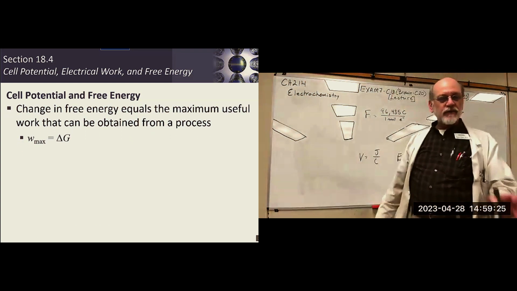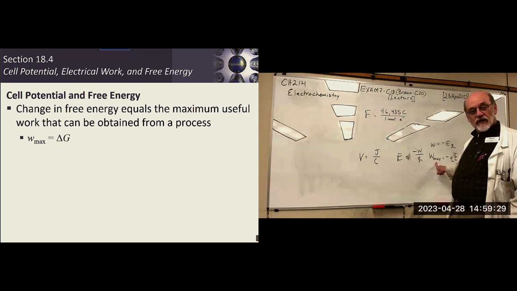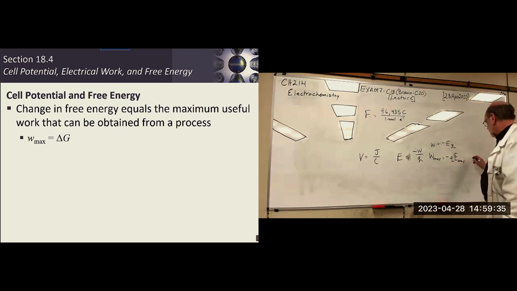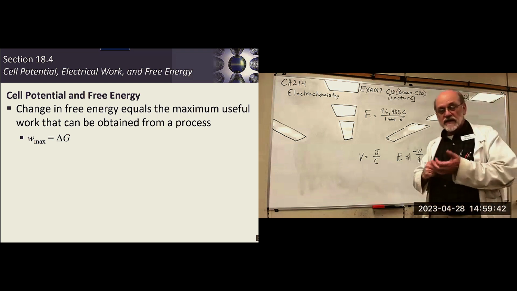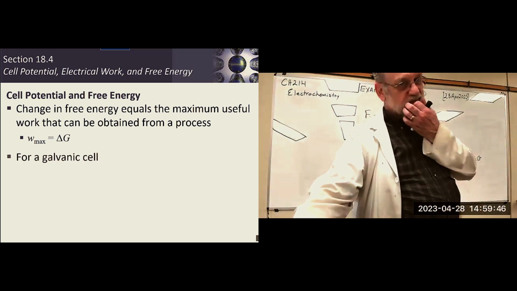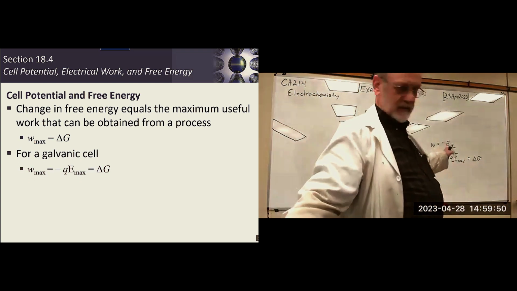So now we're going to talk about free energy. Remember, W max is also equal to the change in free energy. So we can write that over here. Change in free energy is the maximum work that you can get from a process.